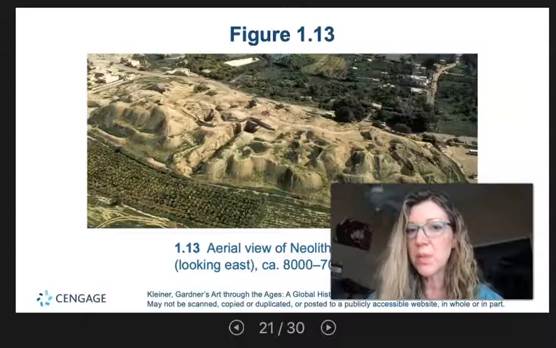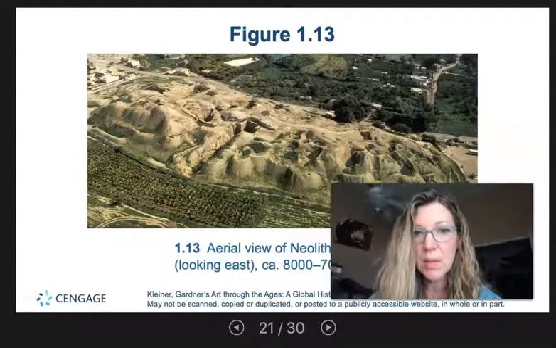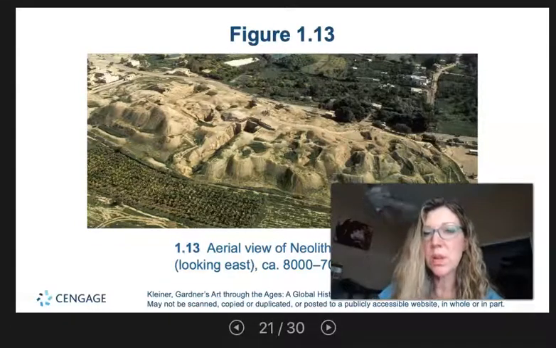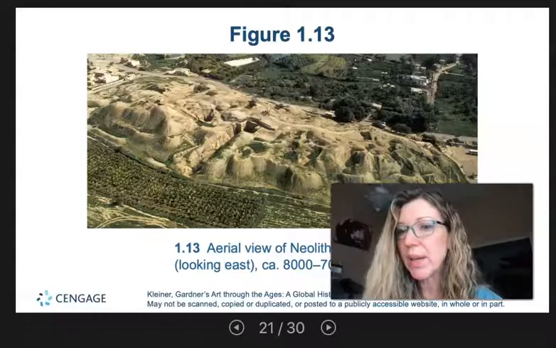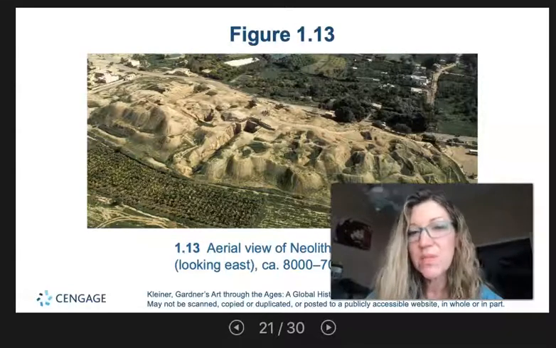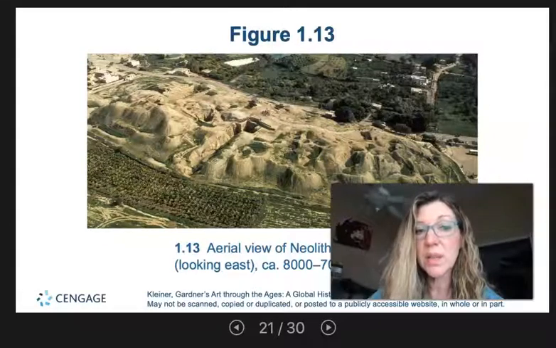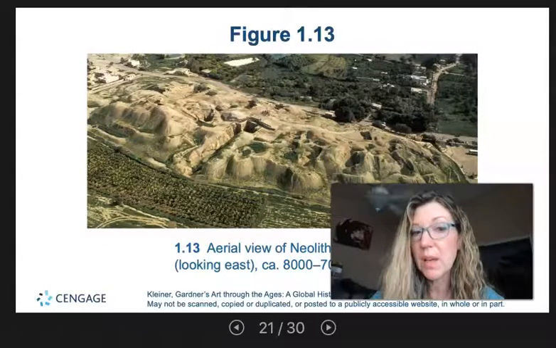Three things to know. The most important thing is that they were the first to domesticate plants and animals, cultivate crops, raise animals. They were also the first to honor the dead, creating graves that have been discovered, which is pretty crazy. This is like our first real civilization, civilized society.